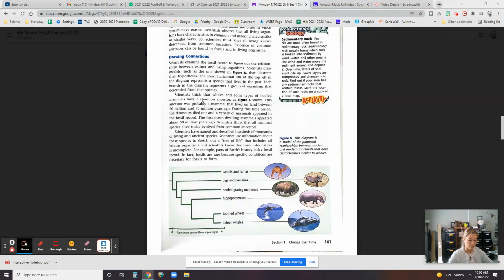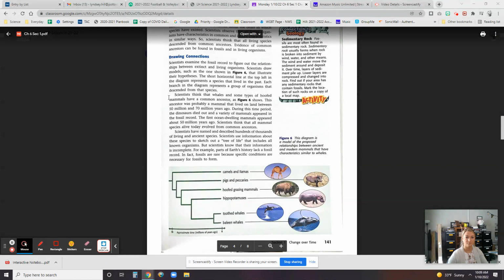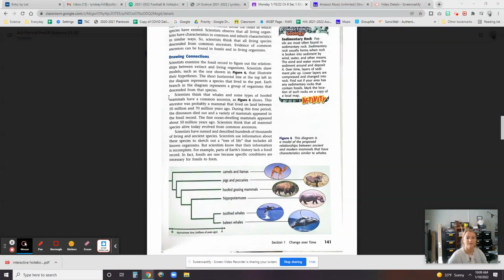We're on page 141, the second paragraph under Drawing Connections. Scientists think that whales and some types of hoofed mammals have a common ancestor, as Figure 6 shows. This ancestor was probably a mammal that lived on land between 50 and 70 million years ago. During this time period, the dinosaurs died out and a variety of mammals appeared in the fossil record.